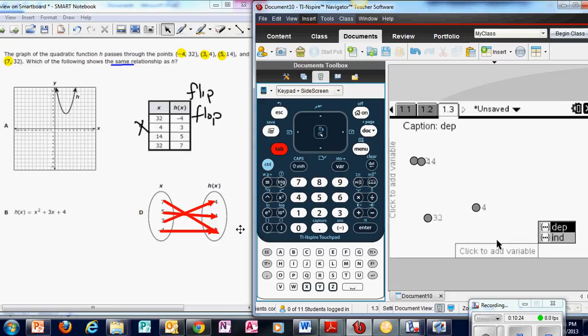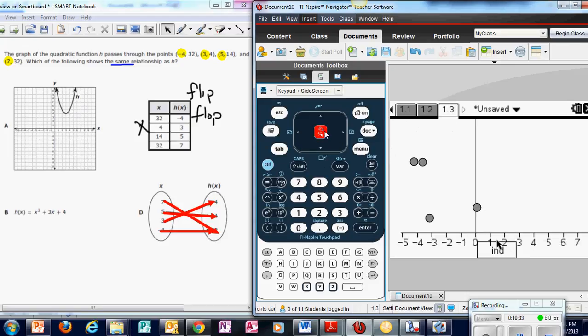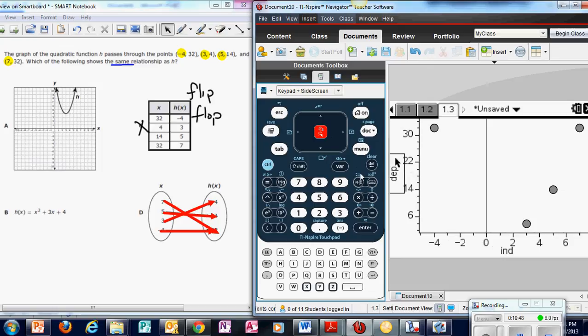So I'm going to hit tab, and my cursor jumps to my horizontal axis, the x-axis, which is independent. Arrow down and select independent, and the points are going to adjust just based on the independent values. Then I hit tab again to my vertical axis, y-axis, which is dependent. I'll select that. And now I have a scatter plot that matches up with what this will look like when I graph it.